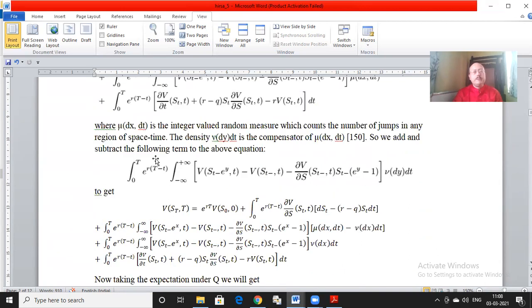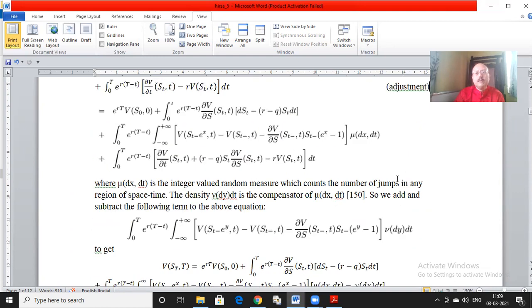So we add and subtract this term, this whole integral, to the equation here. This is our new nu(dy, dt), and the integrand is of this form, as in here, because this is my adjustment for the counting measure. So it's the same integrand with the new nu(dy, dt) measure. So this is called a compensator in PDE or PIDE literature.